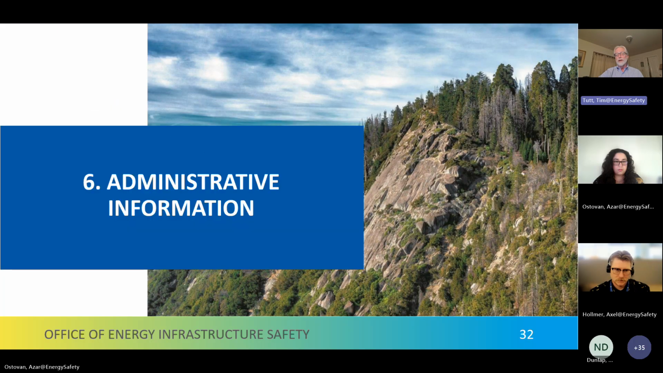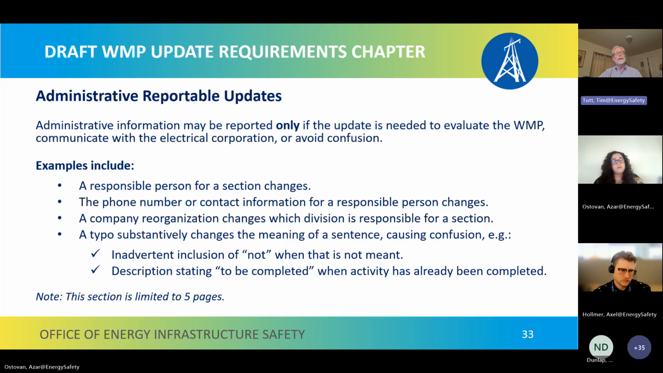Moving on to now administrative information. This is a new, I believe, update category for this year. And we're talking about requiring administrative information to be updated in a very limited fashion, only if the update is needed to evaluate the WMP update, to communicate with the electrical corporation as part of that evaluation or otherwise communicate, or to avoid undue confusion in how we do that evaluation.